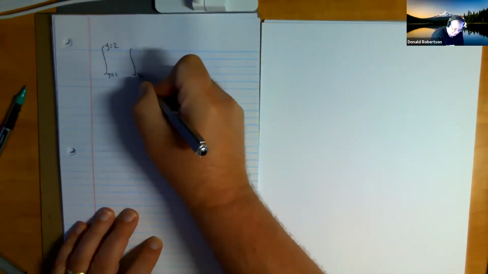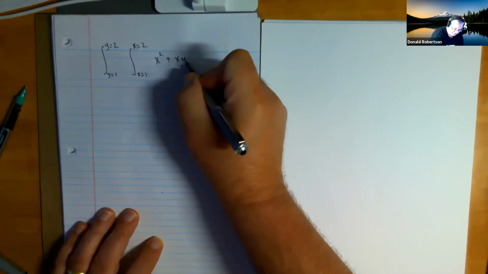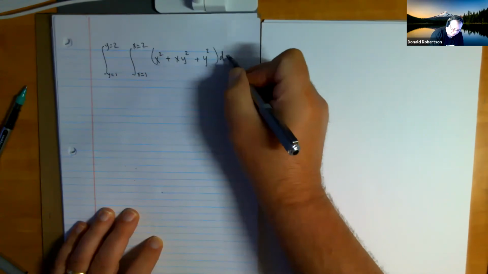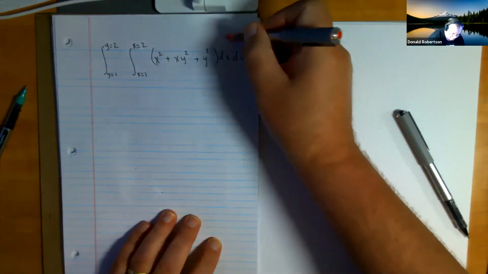Okay, let's pick somebody. Let's suppose I want the integral from y equals 1 to 2, and the integral from x equals 1 to 2, and I would like x squared plus xy squared plus y squared. And we're going to do x first, and we're going to do y second, right? This is just a random polynomial. There's no shortcuts to this. Don't you just basically do it in 2 chunks? Chunk 1 will be this fella.